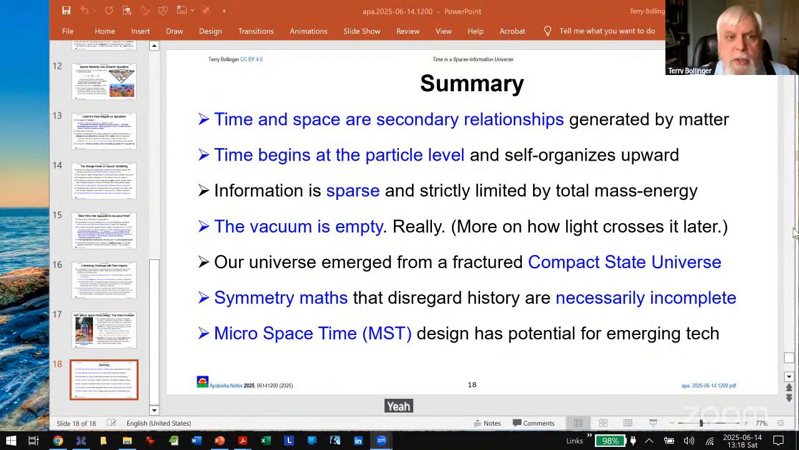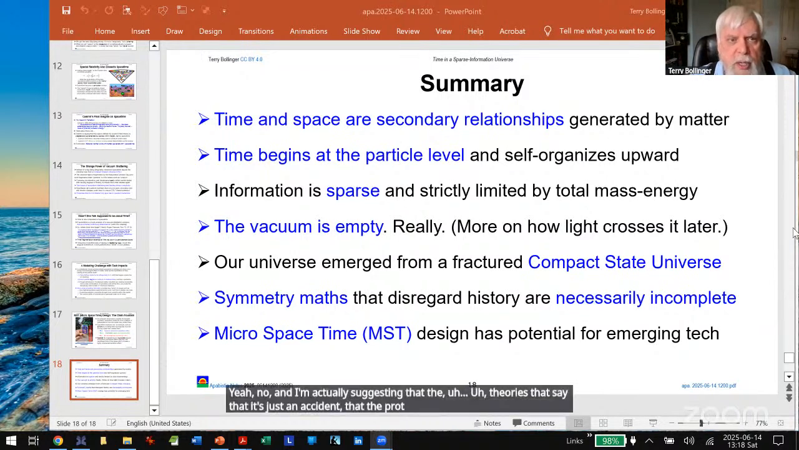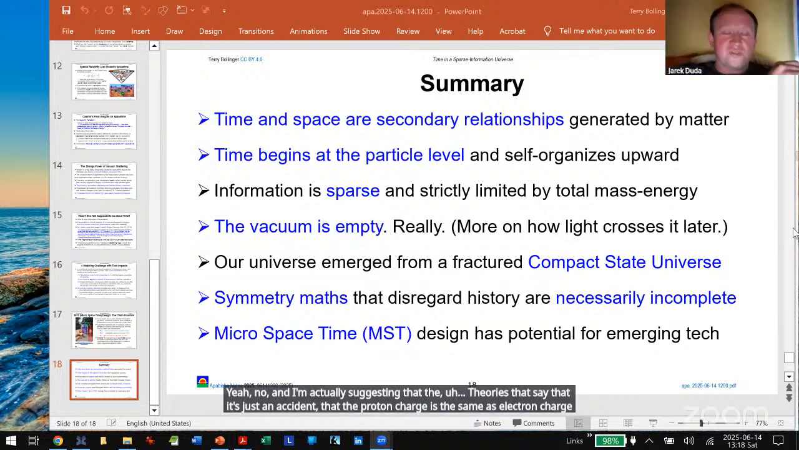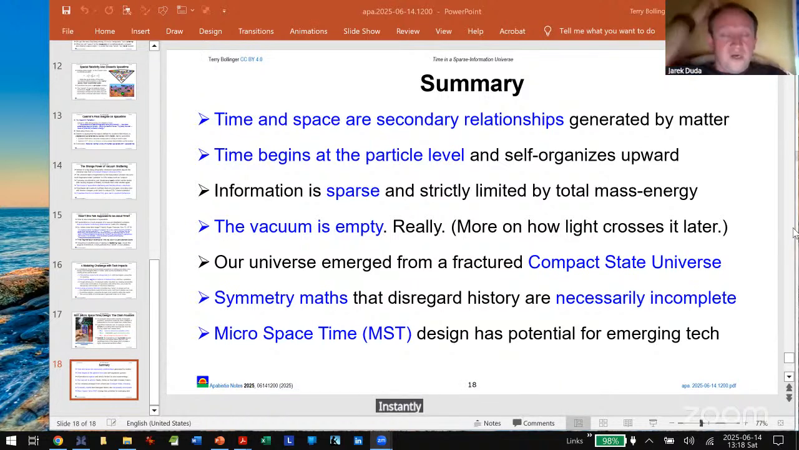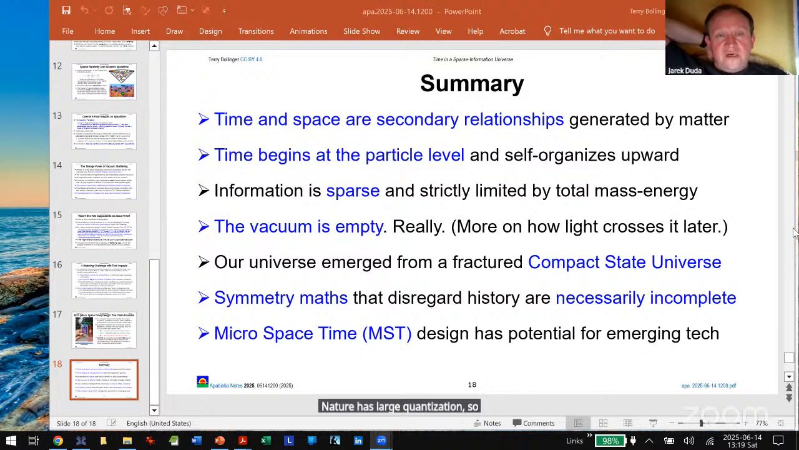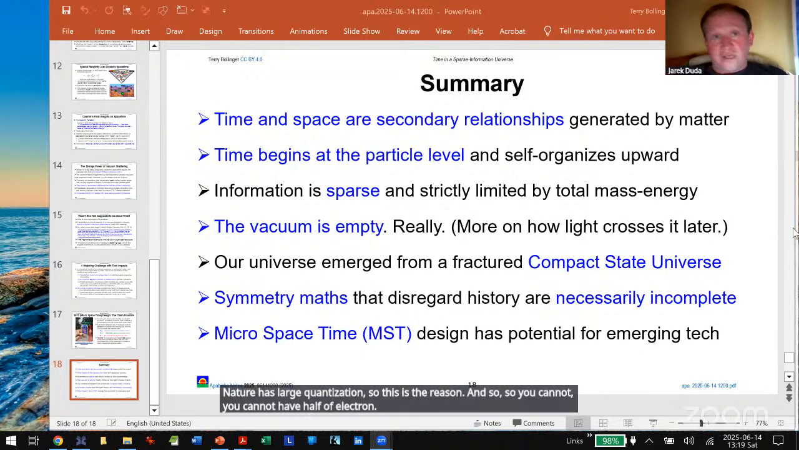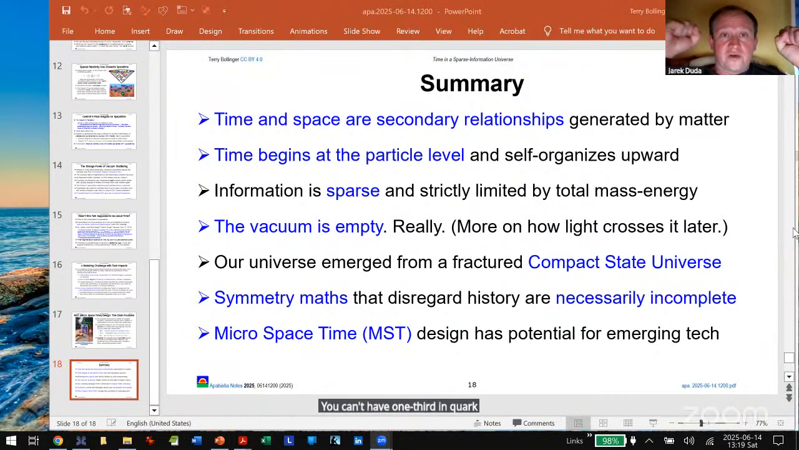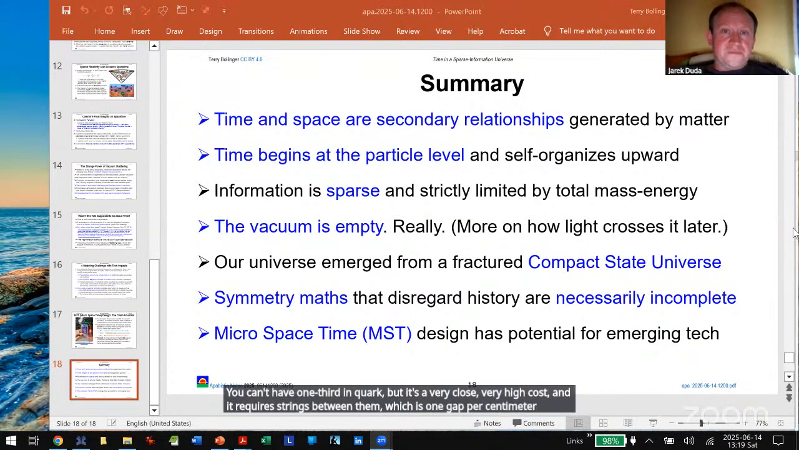No, I'm actually suggesting that the theories that say it's just an accident that the proton charge is the same as the electron charge, I would just discard those. Yeah, charge quantization. That makes no sense otherwise. Nature has charge quantization, so this is the reason. So you cannot have half of an electron. You can have 1/3 in a quark, but it's a very high cost, and there are quark strings between them, which is 1 GeV per femtometer.